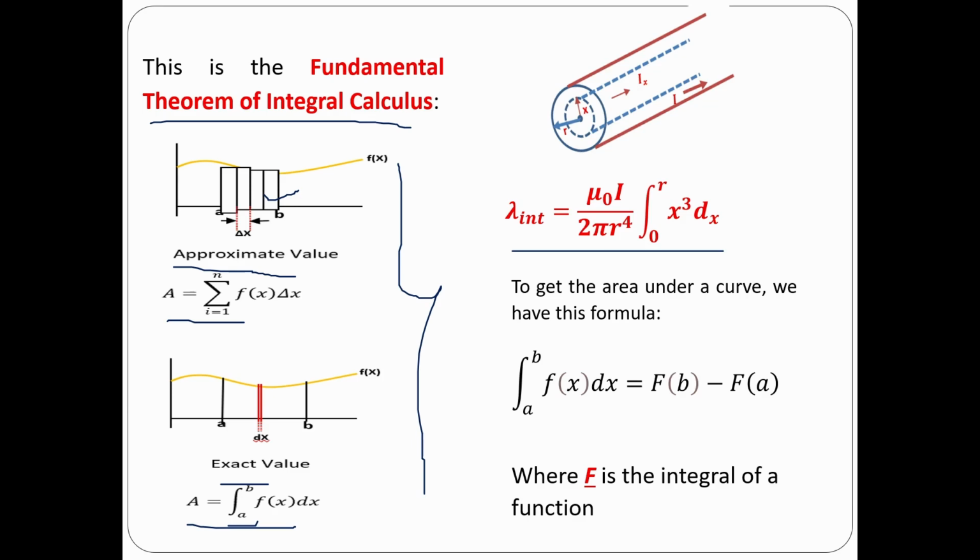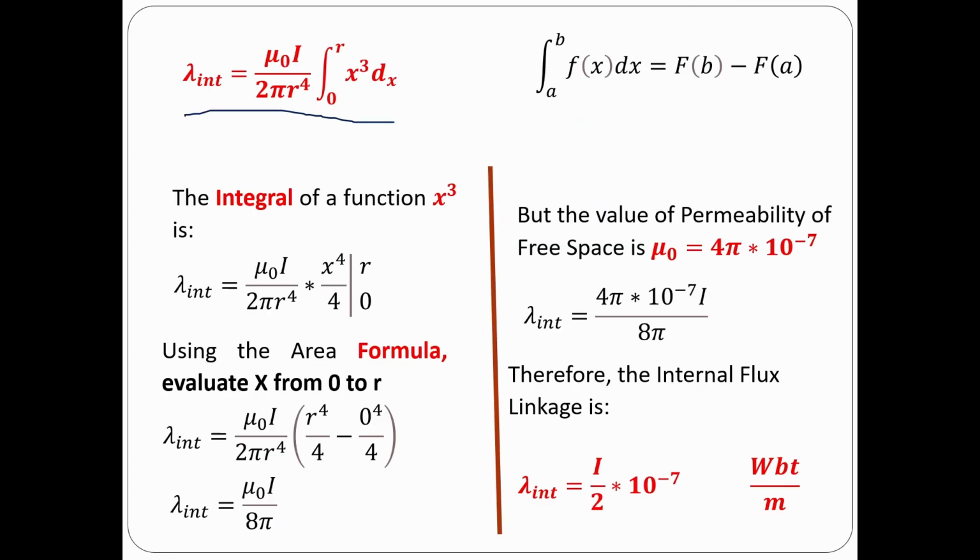But to get the area under a curve, you need to integrate the equation of the function and then evaluate the result of integration over its range using this formula, where F is the integral of the function. In this equation, the integrand is x³. So the integral of x³ is equal to x⁴ over 4. Using the area formula, evaluate x from 0 to r. Therefore, the internal flux linkage is equal to μ₀I over 8π.